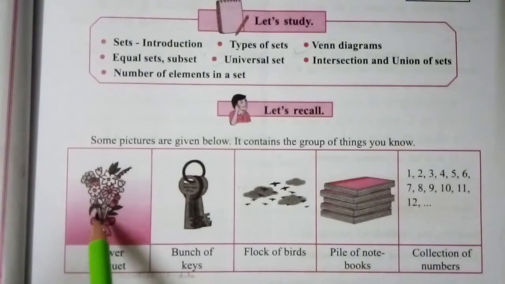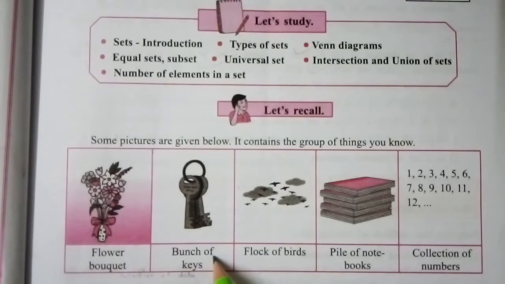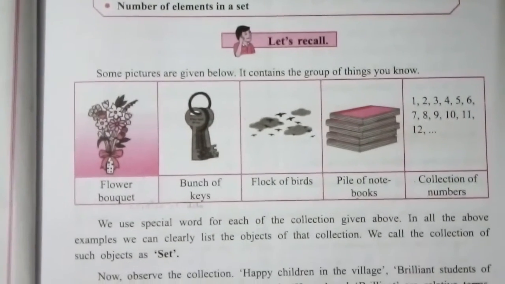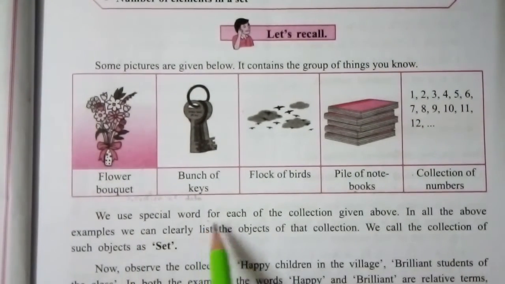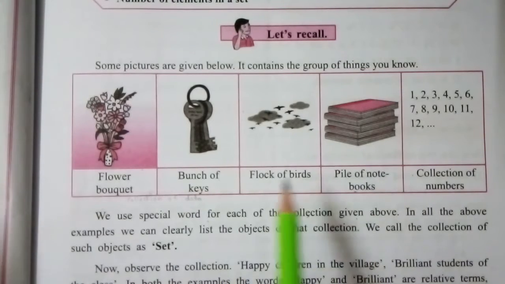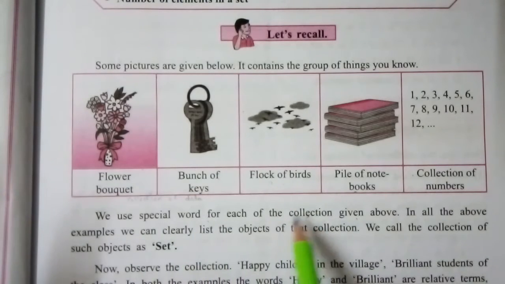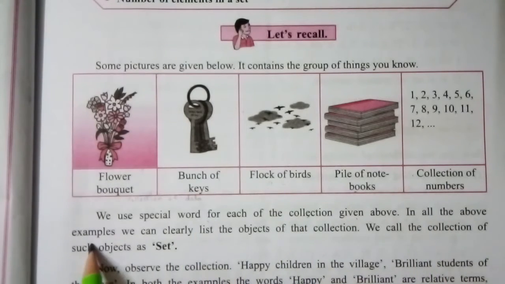We know here a bunch of flowers is there, and a bunch of keys is there. That means here many keys are there. Okay, bunch of keys, and here a flock of birds, pile of notebooks, collection of numbers. It means all the things are there in a group or a collection. So here we use a special word for each of the collections given above. Here one special word is there for each collection.